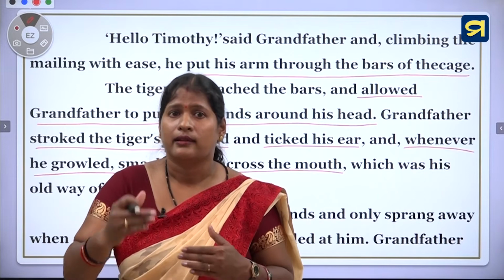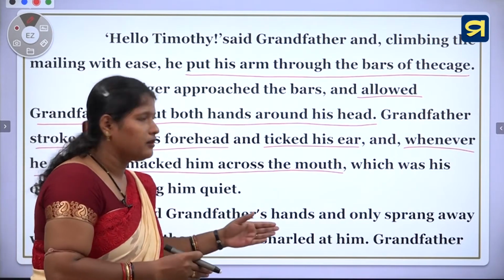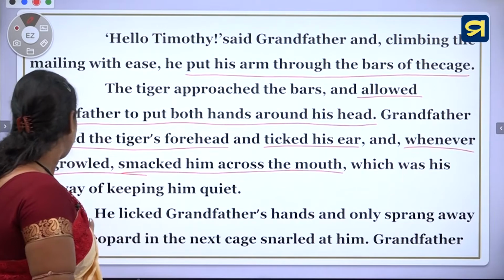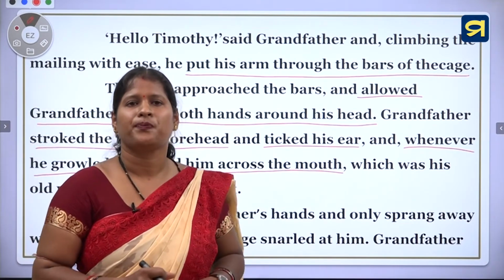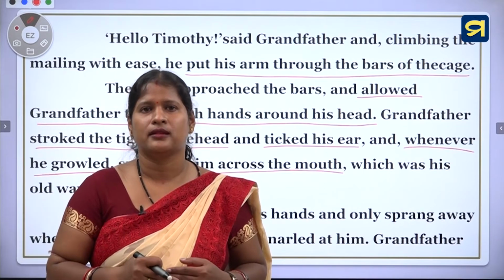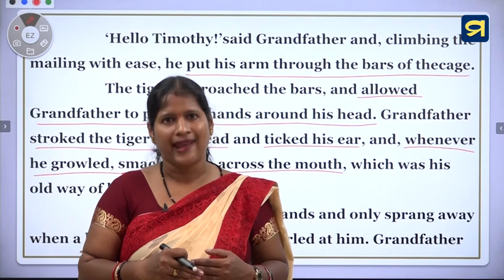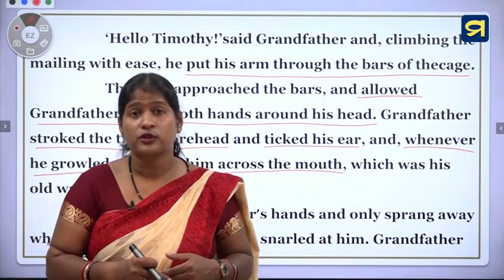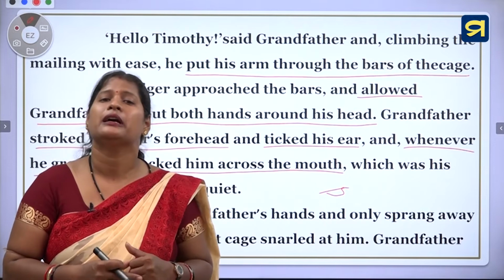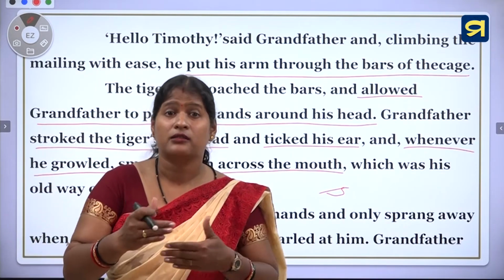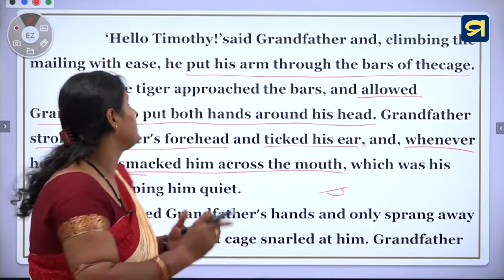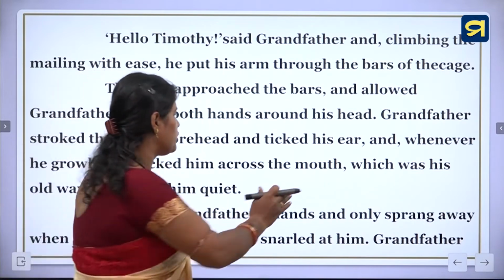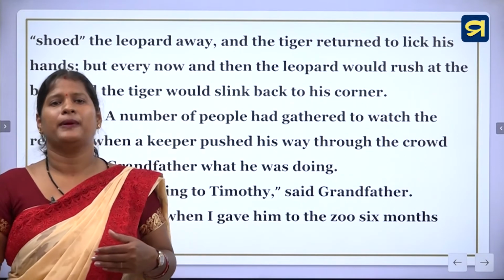The tiger started licking the hands of grandfather, but this did not continue for long. It sprang away when a leopard in the next cage snarled at him. In the very next cage in the zoo there was a leopard, and sometimes the leopard snarled at the tiger, and that was the reason why the tiger was feeling afraid. When the tiger was licking the hands of grandfather, the leopard came and snarled at the tiger. This was the reason why the tiger sprang back.